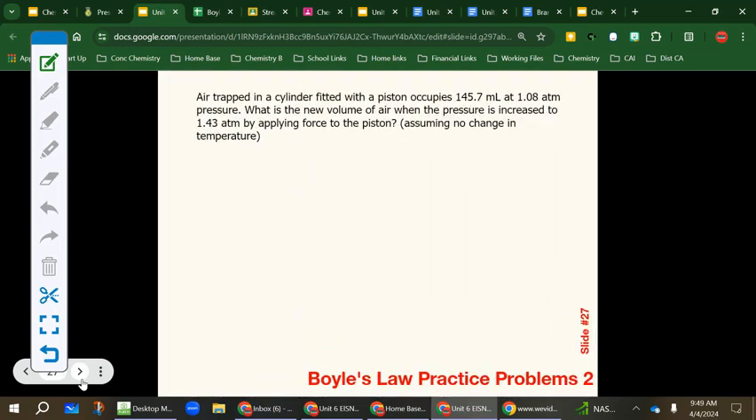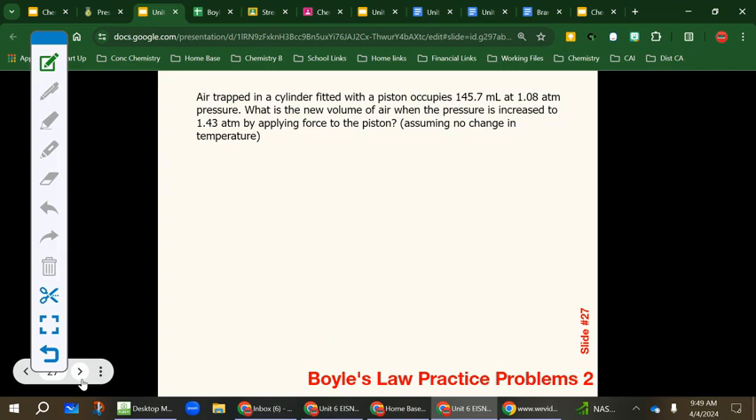Air is trapped in a cylinder fitted with a piston, occupies 145.7 milliliters at 1.08 atmosphere pressure. 145.7 milliliters. What is this? Volume. 1.08 atmospheres. Pressure. Yes, it's a gas, but it's the pressure of the gas. What is the new volume of air when the pressure is increased to 1.43 atmosphere by applying a force to the piston, assuming no change in temperature?